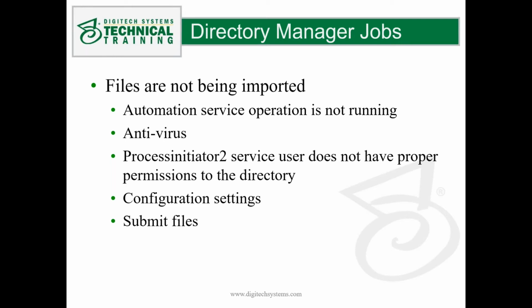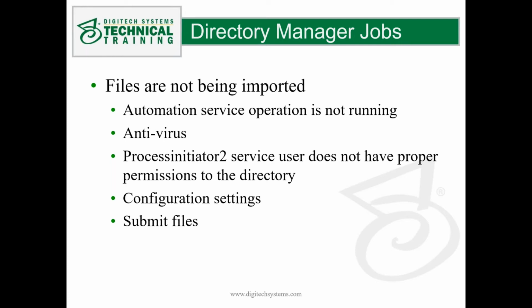We do have a KB article on this if you go to kb.digitechsystems.com. Very helpful. It's over Paper Vision Enterprise and also one for Capture that talks about the locations you would want to put exclusions for when it comes to antivirus, if you want to check it out. Also, Process Initiator 2 service has to have permissions to the directory, and you just want to check your configuration settings for your directory manager job. Depending on what you choose there, it will definitely affect how your data is imported and whether or not it has errors. It could stop and disable your job, which we'll see here in a minute.